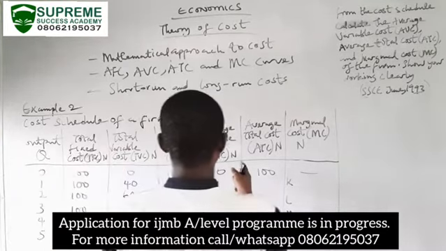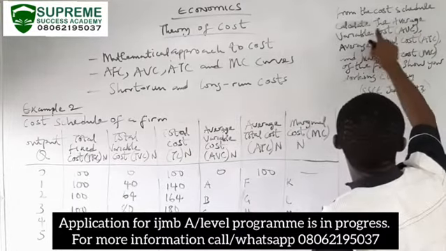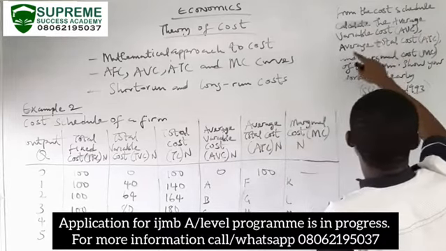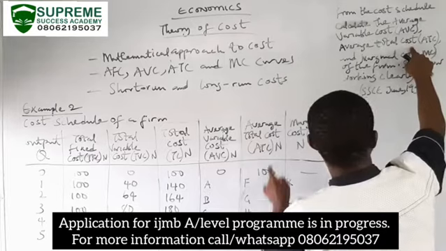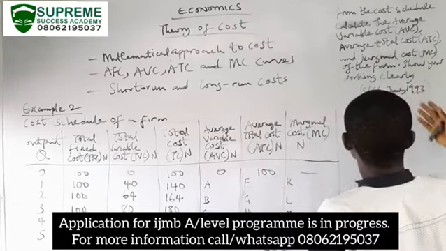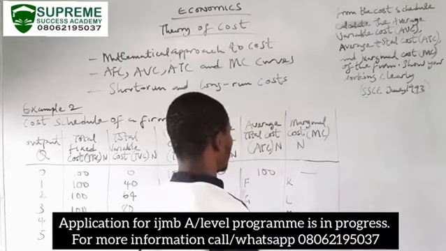So the question now is this: from the cost schedule, calculate the average variable cost, average total cost, and marginal cost of the firm. Show your working clearly. SSC June 1993.